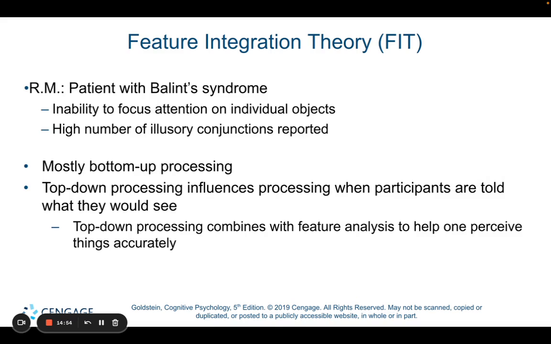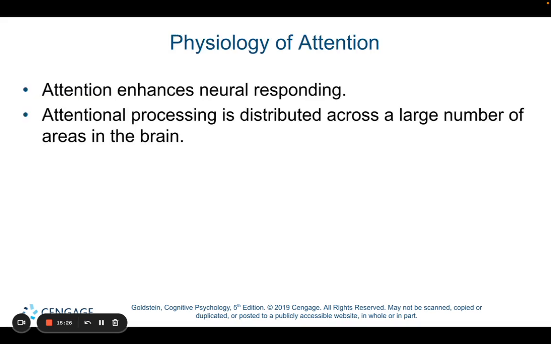R.M. is a good patient to use to discuss feature integration theory. He was a patient with Balint syndrome, which is the inability to focus attention on individual objects, with a high number of illusory conjunctions reported. This involves mostly bottom-up processing. Top-down processing influences processing when participants are told what they would see, and it combines with feature analysis to help one perceive things accurately. When we talk about the physiology of attention, we're saying that attention enhances neural responding.